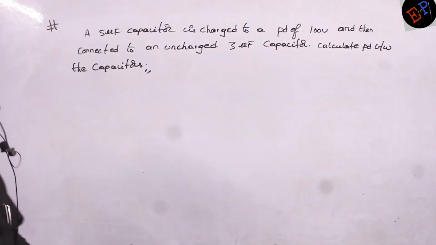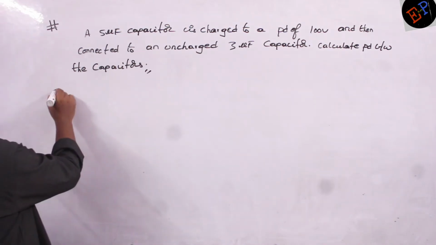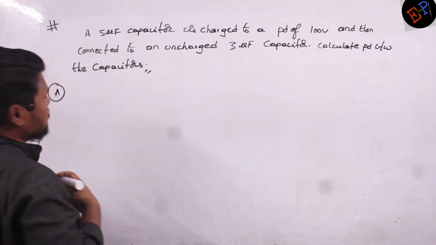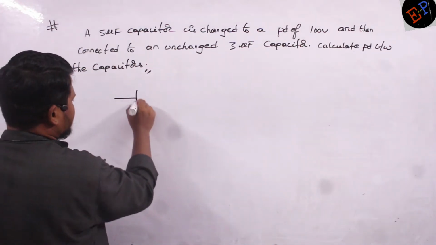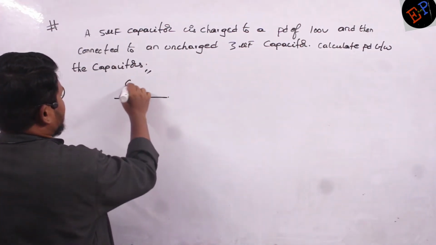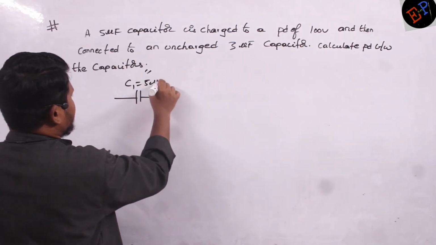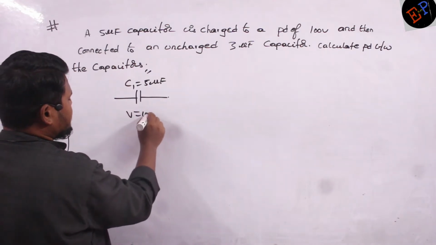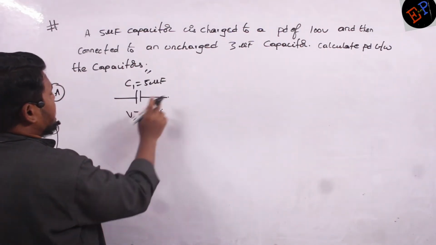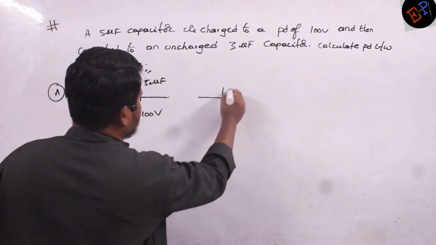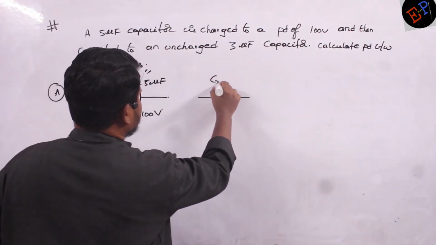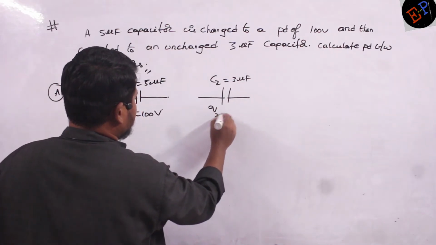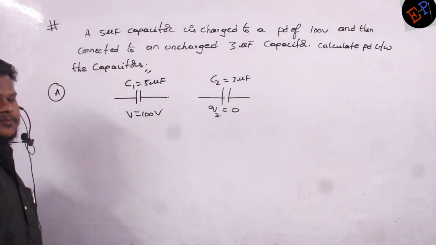Okay. So a 5 microfarad capacitor is charged to a potential difference of 100 volts. This is one capacitor. Capacitance is 5 microfarads. So potential difference is how much? 100 volts. Then it is connected to an uncharged capacitor. Capacitance is 3 microfarads. But what is the charge present on it? Charge present is 0. There is no charge.